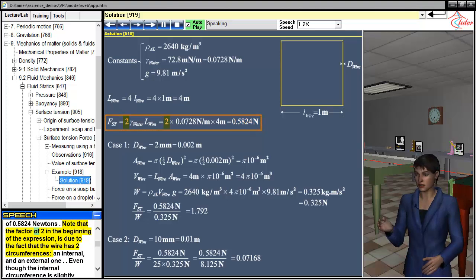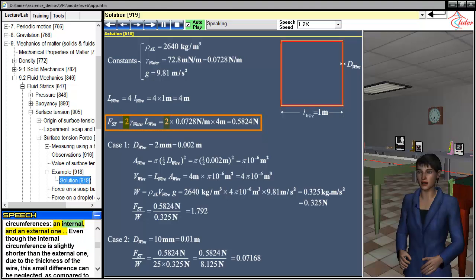Note that the factor of 2 in the beginning of the expression is due to the fact that the wire has two circumferences, an internal and an external one. Even though the internal circumference is slightly shorter than the external one, due to the thickness of the wire, this small difference can be neglected, as compared to the total length of the wire.